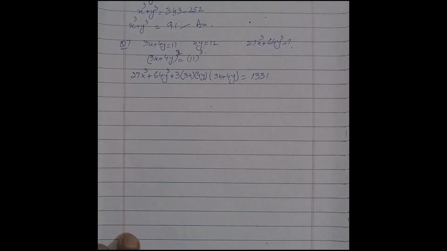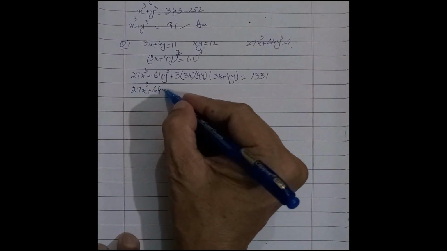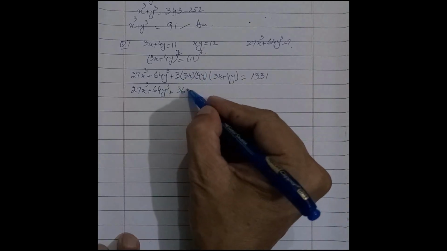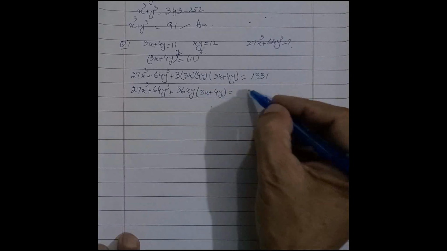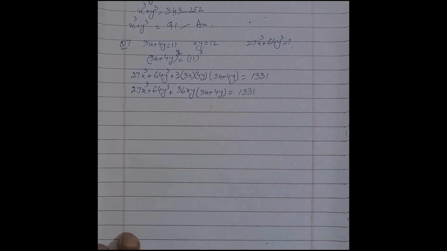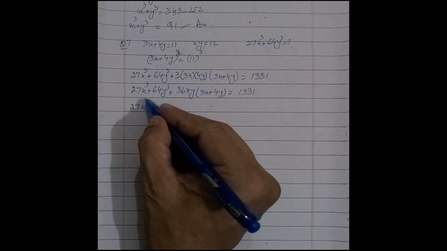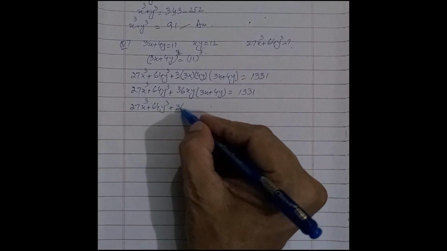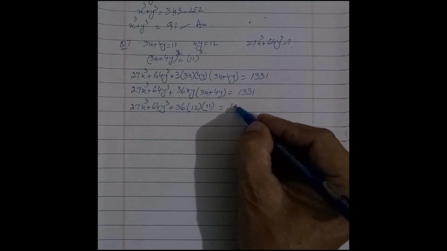And now we simplify. Let us simplify. We have 27x3 plus 64y3 plus 3 threes are 9, 9 fours are 36, xy into (3x plus 4y) is equal to 1331. Now we put the value of xy and 3x plus 4y. 27x3 plus 64y3 plus 36 into 12 into 11 is equal to 1331.